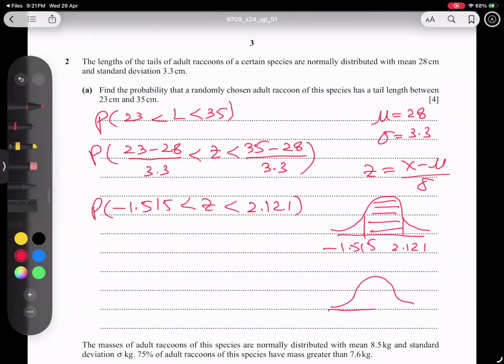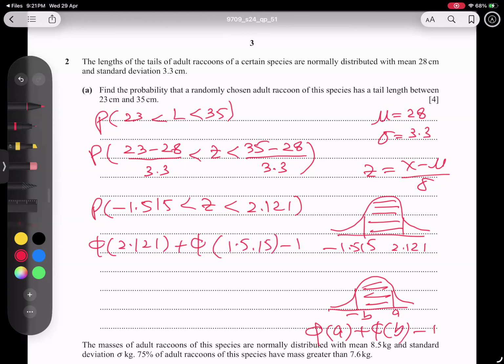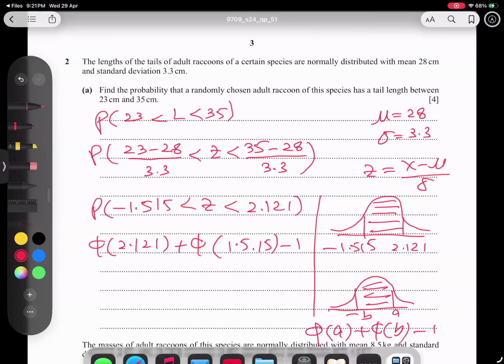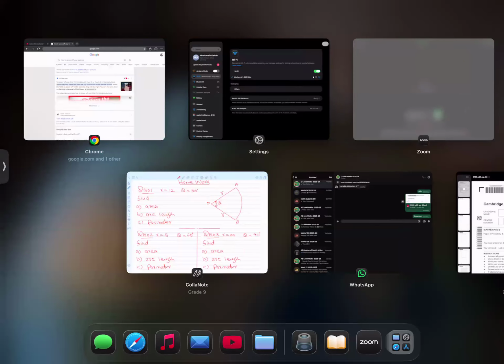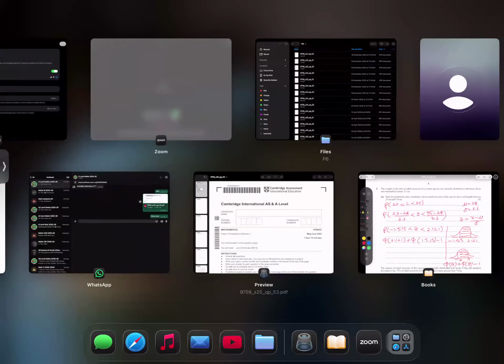So look, I'm writing here: if A is positive and B is negative, then phi of A plus phi of B minus 1. Same story I'm applying here: phi of 2.121 plus phi of 1.515 minus 1. So this is the whole thing I'm going to apply. And let's see now in the table. Okay, let me try.